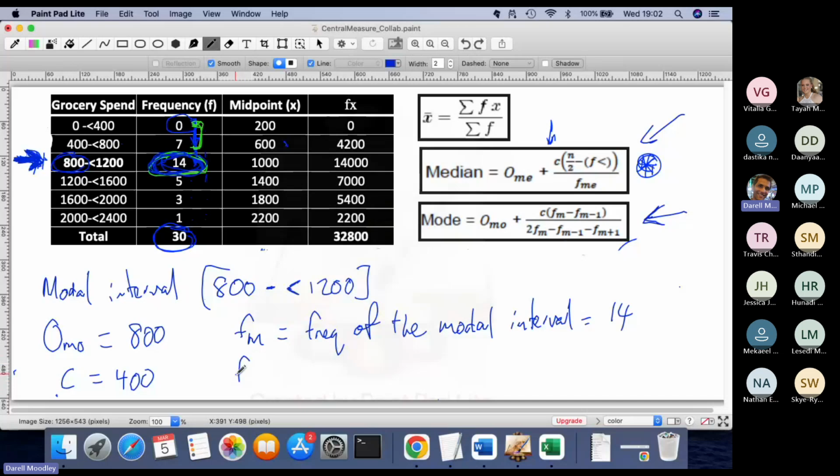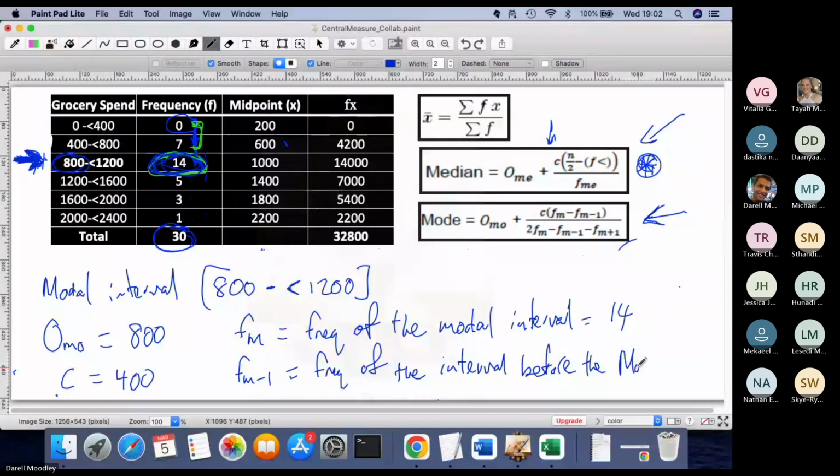Then you got your f_m minus 1. Now, f_m minus 1, what that means, it's the frequency of the interval before the modal interval. That's what the minus 1 is. And when I say before, I mean the class that's lower than it. So one below it. So it's the one before it. It's this one here. So what's the frequency of that interval? It's 7. So in our case, f_m minus 1 is 7.